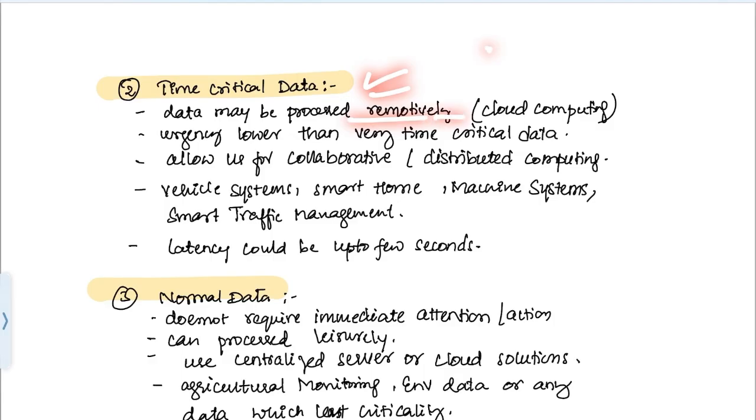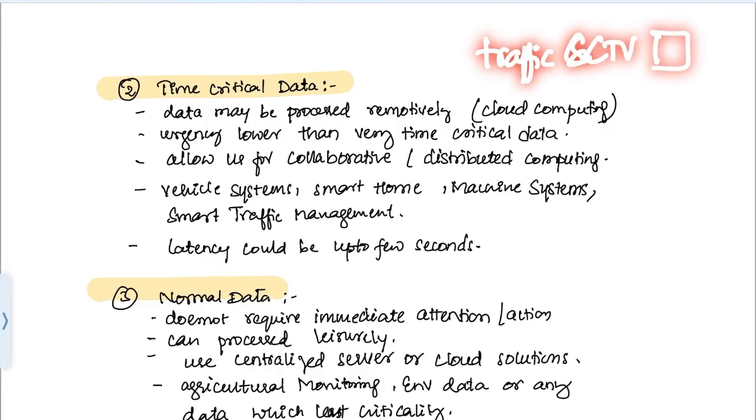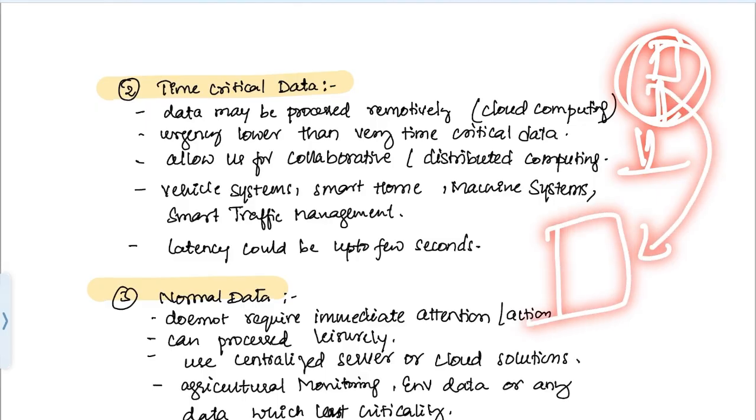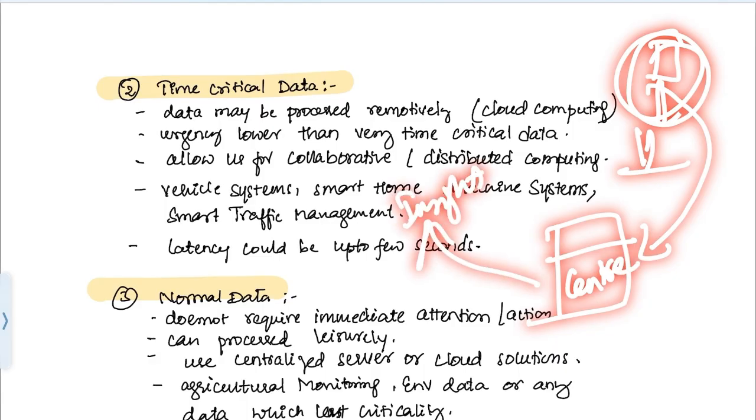It may not be the data which you have fetched from, let's say, traffic. Okay, so the traffic CCTV cameras have acquired some data, right? So this data need not be processed there itself in the traffic signal. It can be sent to the data processing center, and from there further insights can be developed. That's what we speak about. Data may be processed remotely.